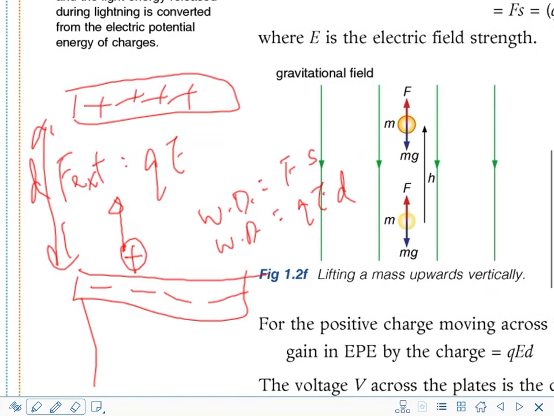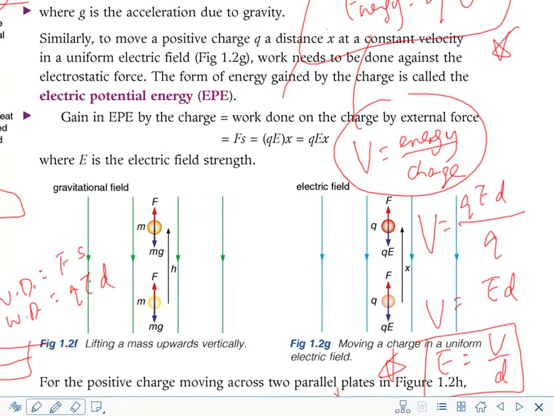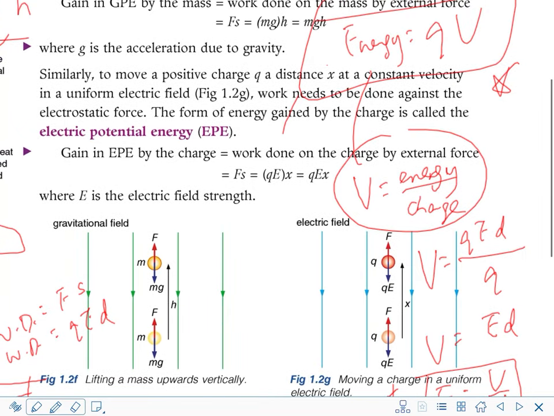Similarly, we can use this for electric potential energy. If we have two plates here, if we want to move the positive charge upward from the plate, the electric force required is QE. So the work done will be equal to Fs, which is QED. QED, work done. QED is electrical potential energy. If I release, then the charge would go down, attracted back to the negative plate. If I move the charge up, it will store energy. The stored energy is electric potential energy. So gain in electrical potential energy is QED.